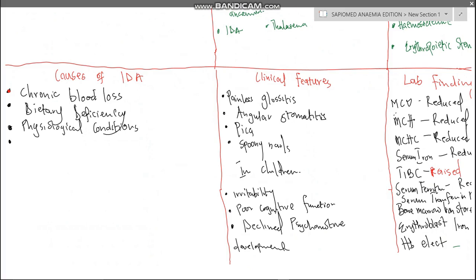And then we have the dietary factors as well, deficiency. So if you don't eat properly, if you don't eat foods that are rich in iron, and if you don't take foods like ascorbic acid, for instance, which is responsible for the reduction of ferric ion into ferrous ion for absorptive purposes, that one too is very necessary. Then physiological conditions like menstruation, etc., can also cause iron deficiency anemia.